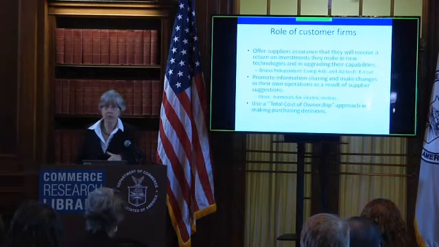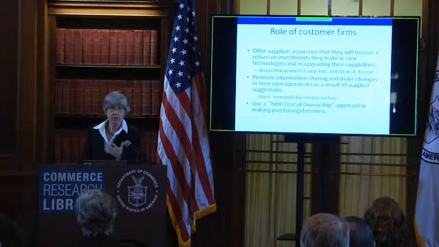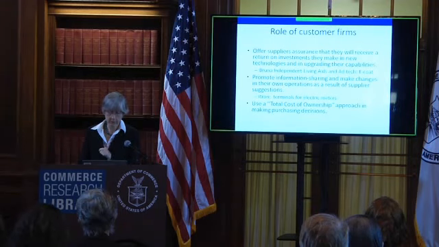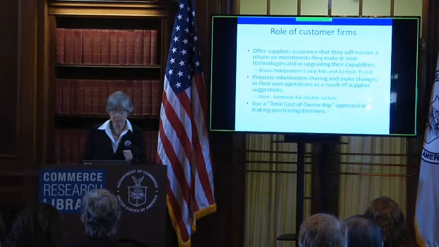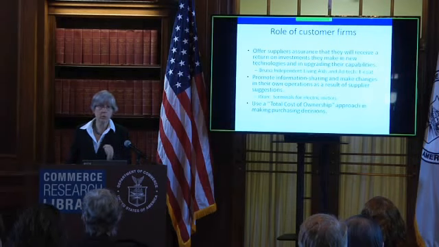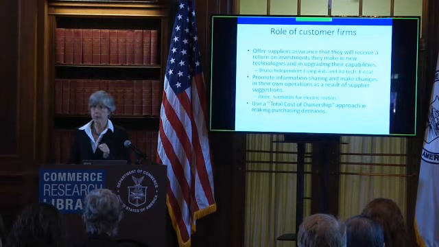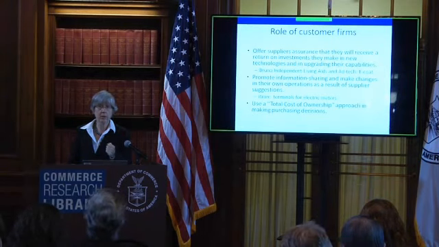A second example is promoting information sharing and making changes in their own operations as a result of supplier suggestions. So this Itron example that I gave is an example there. And then a third thing is to use a total cost of ownership approach in making purchasing decisions. So try to understand not just what the piece price is that a supplier is going to offer you, but what's the likely impact on warranty, on quality, et cetera.